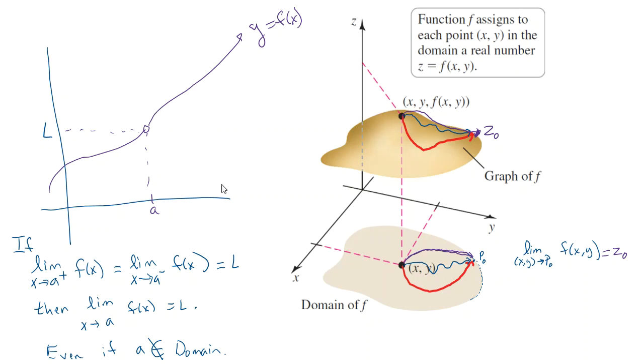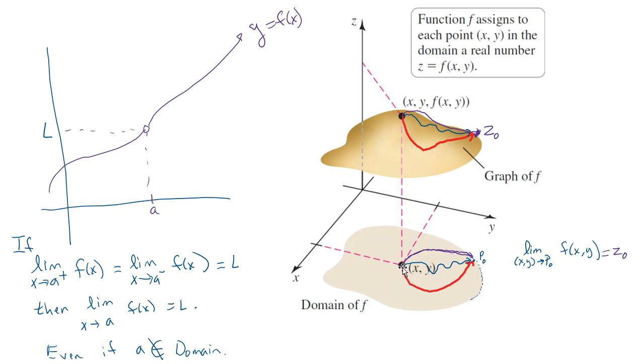In this situation, we could only approach from the left and the right, so we had to check both of those. In 3 dimensions, we have to look at every single path, and there's an infinite number of paths and ways that we could approach p sub 0. So you're right in thinking, how am I going to check infinitely many paths? You're not. So we're going to use this to prove that the limit does not exist.